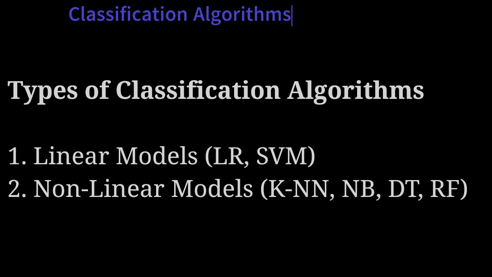Types of ML classification algorithms. Classification algorithms can be further divided into two main categories. Linear models: logistic regression, support vector machines. Nonlinear models: k-nearest neighbors, kernel SVM, naive Bayes, decision tree classification, random forest classification.